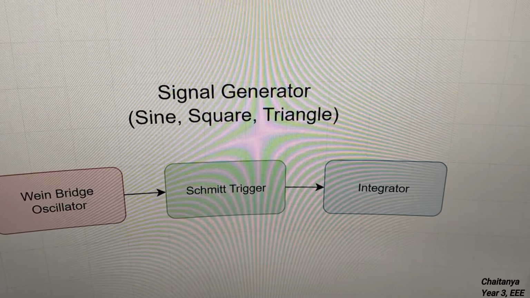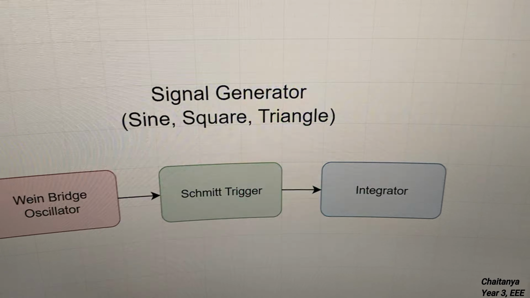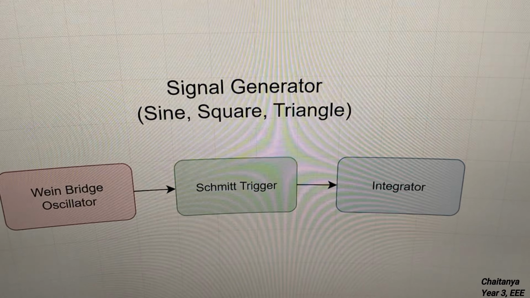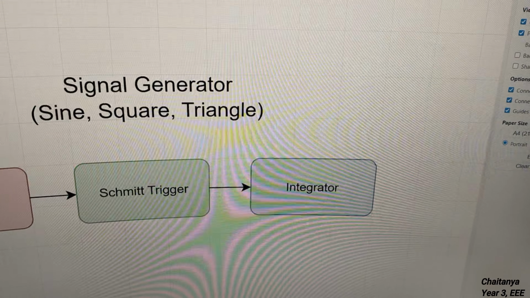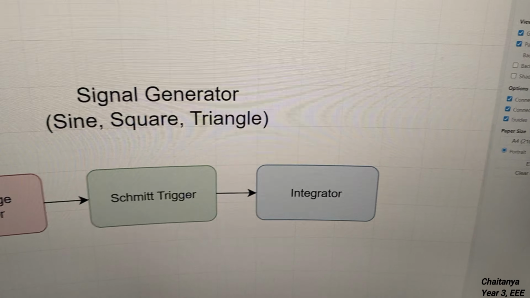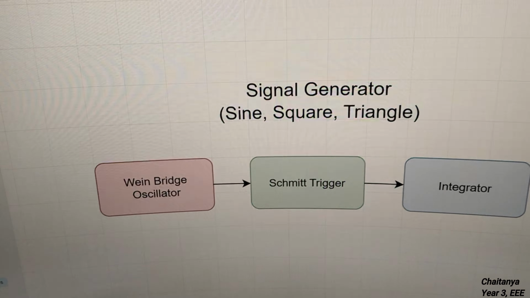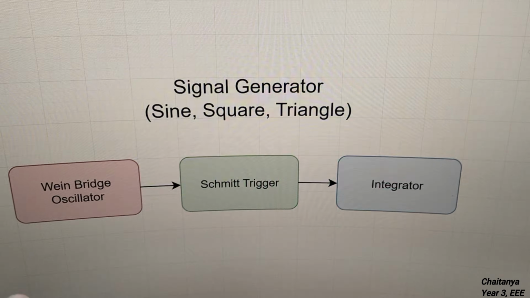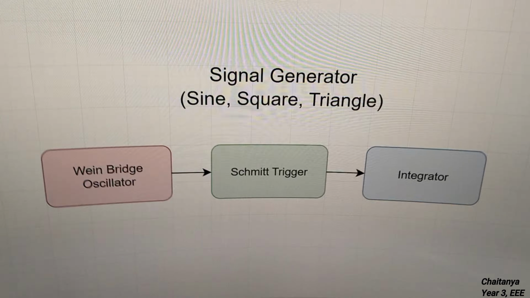Then we have a Schmitt trigger circuit which works on hysteresis, and we get a reliable square wave between the upper trigger point and lower trigger point. And lastly, we have an integrator which will integrate the waveform which you give at the input. All of these are going to be implemented using op amps, since those are very handy and we know how they work.